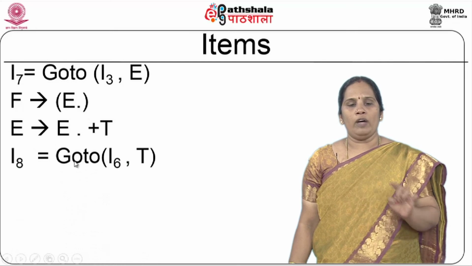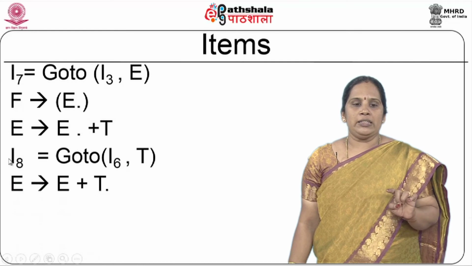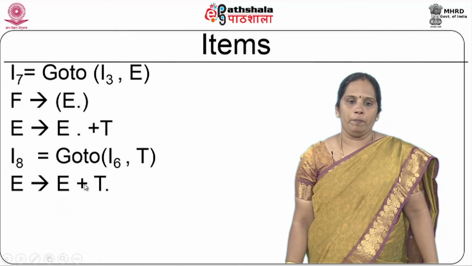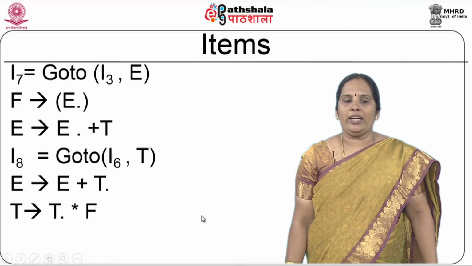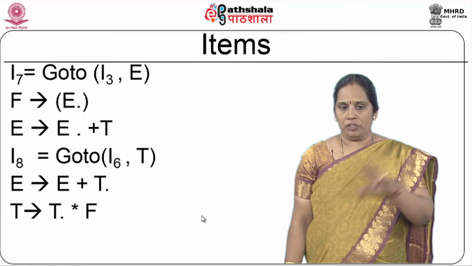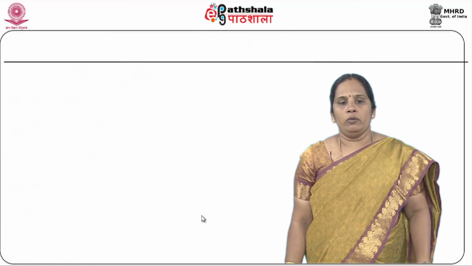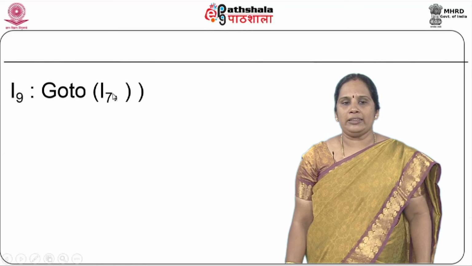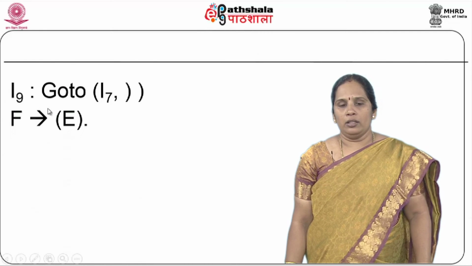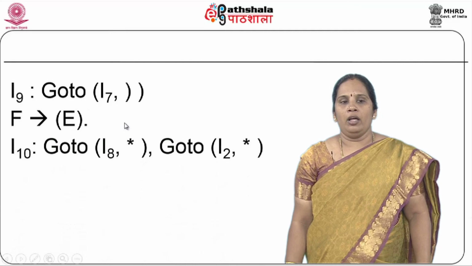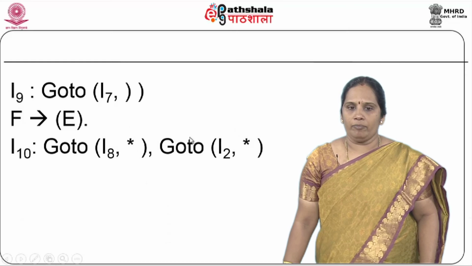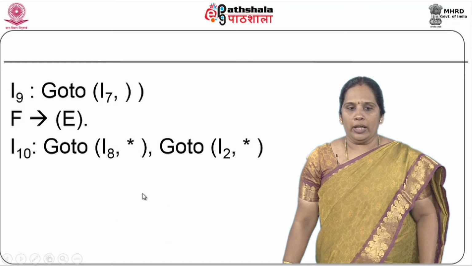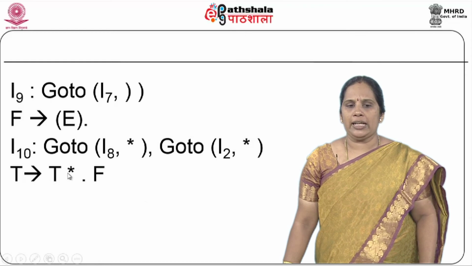I8 will be Goto of I6 comma T, which is E produces E plus T dot, so no more to process, and T produces T dot star F. These two productions will qualify. I have shifted that by one position. Now, I9 will be Goto of I7 comma close parenthesis. This is the only thing, I am done. I10 will be Goto of I2 comma star as well as I8 comma star. I2 comma star is also done, which is T produces T star dot F. I have to add the productions of F.